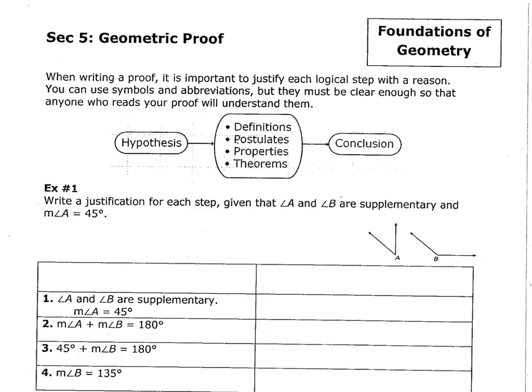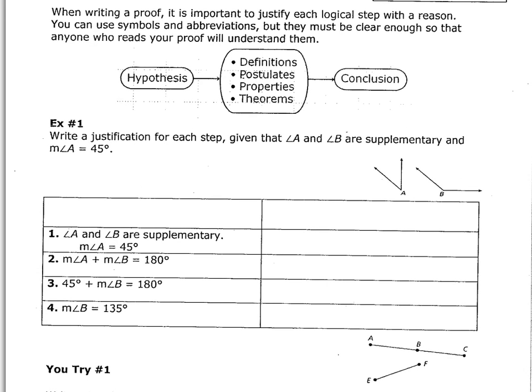Okay? So your objectives today are to be able to write a two-column proof, and the other is to prove geometric theorems by using deductive reasoning that we learned earlier in this unit. So let's go ahead and get started.